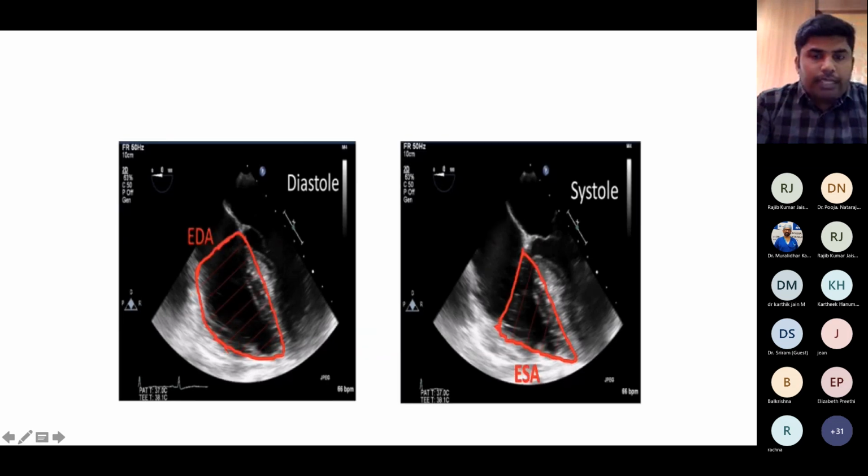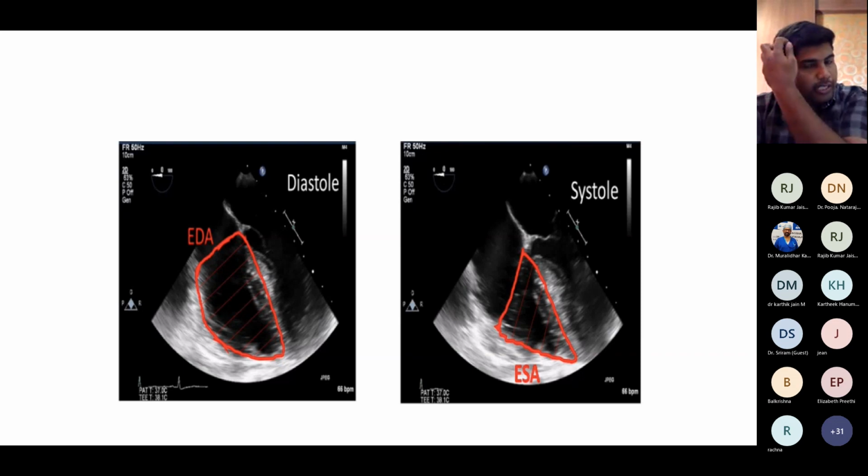So end diastolic area can be measured by tracing the area of the right ventricle in the diastole and the systole. While tracing, care should be taken to include the trabeculations and the moderator band. So the fractional area change can be measured by the end diastolic area minus end systolic area divided by end diastolic area. The normal value is more than 33%.